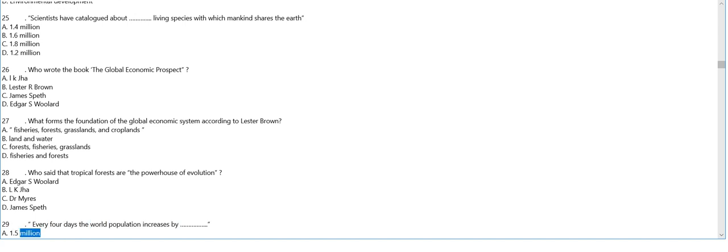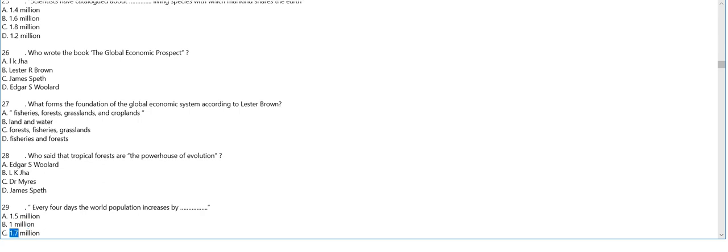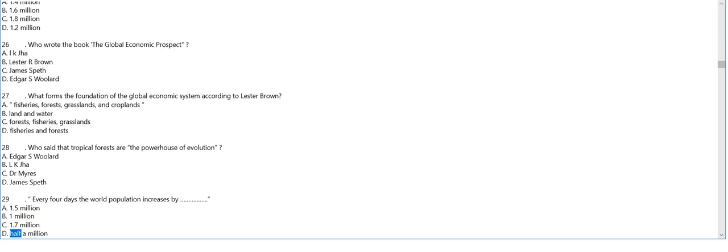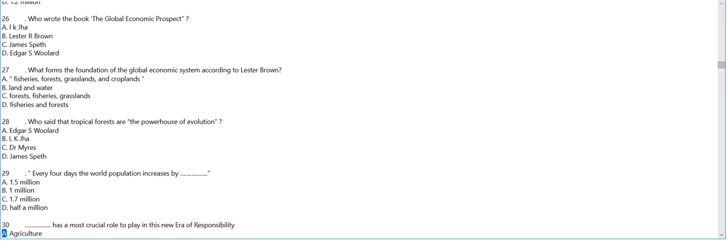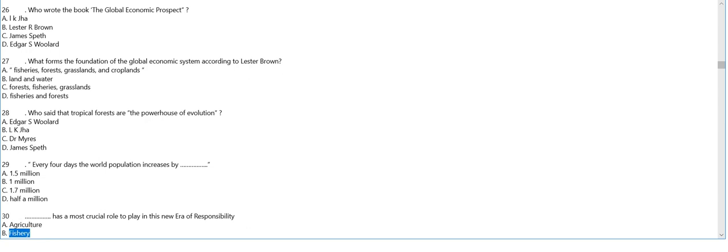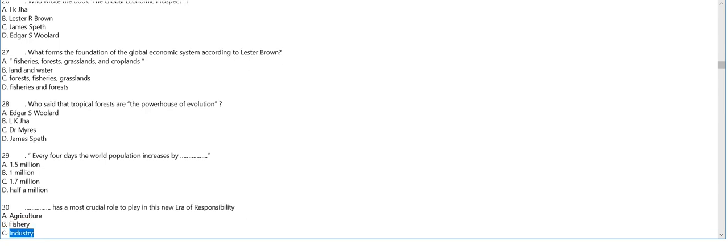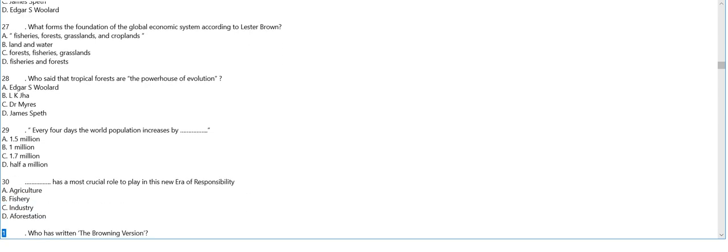29. Every 4 days the world population increases by A. 1.5 million. B. 1 million. C. 1.7 million. D. Half a million. 30. _____ has a most crucial role to play in this new era of responsibility. A. Agriculture. B. Fishery. C. Industry. D. Afforestation.